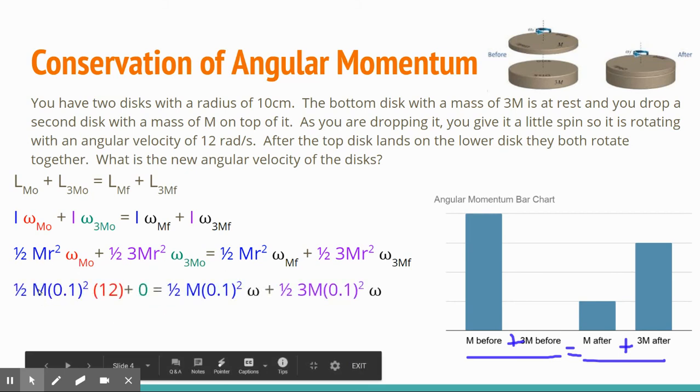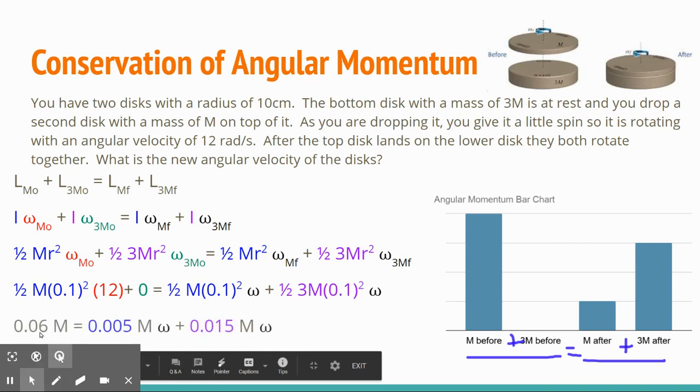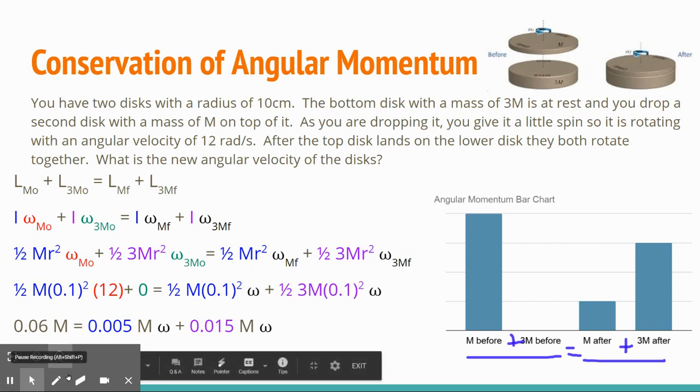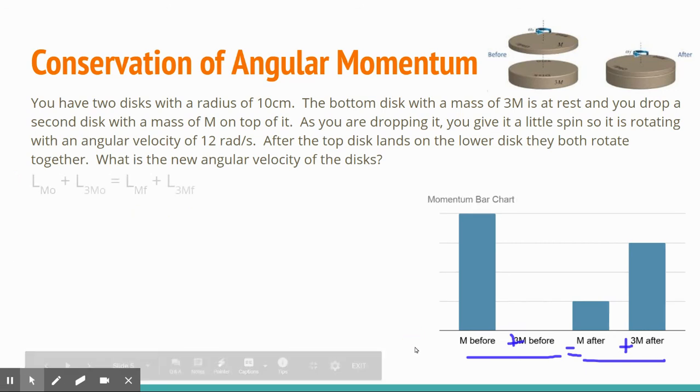And then here I put in all the numbers for my radius. My initial angular velocity was 12, and then more radii. Okay, and then here I multiplied these numbers together. So 1/2 times 0.1 squared times 12 is 0.06. 1/2 times 0.1 squared is 0.005, and 1/2 times 3 times 0.1 squared is 0.015. So in my next slide, I'm just going to move this up so that it kind of follows along.